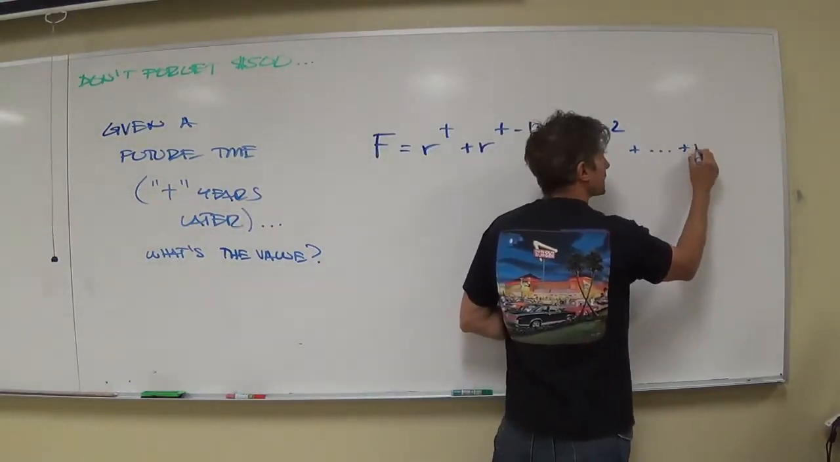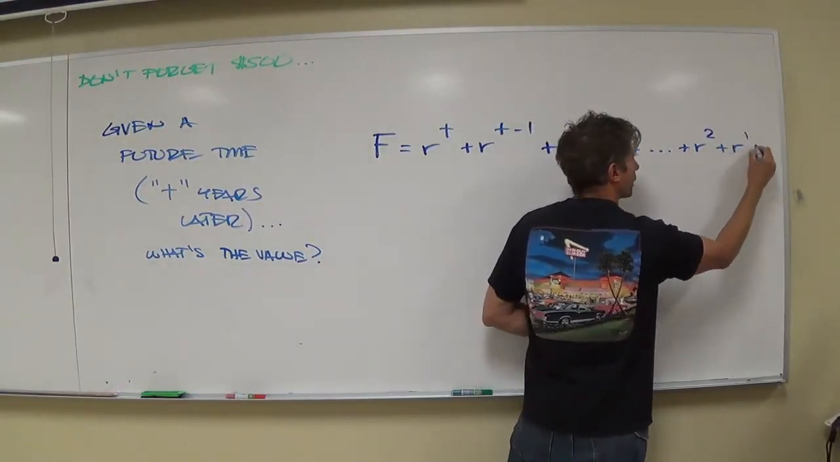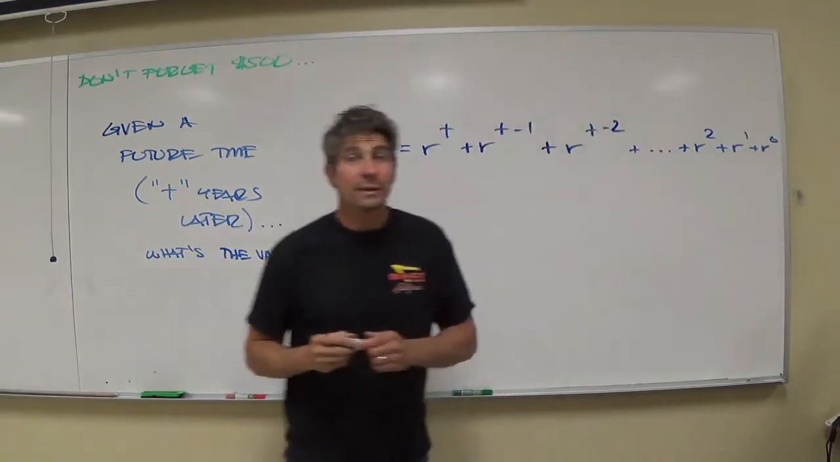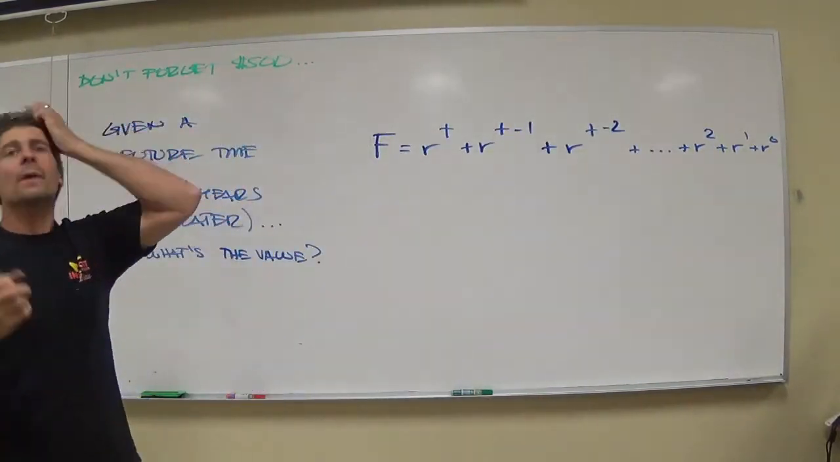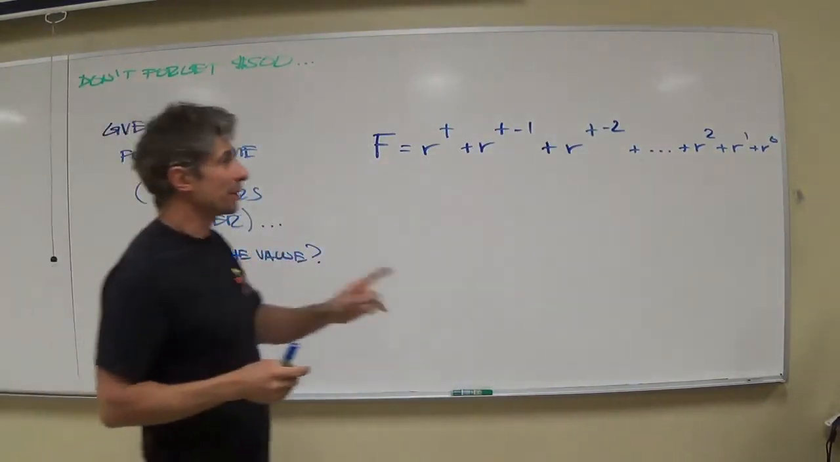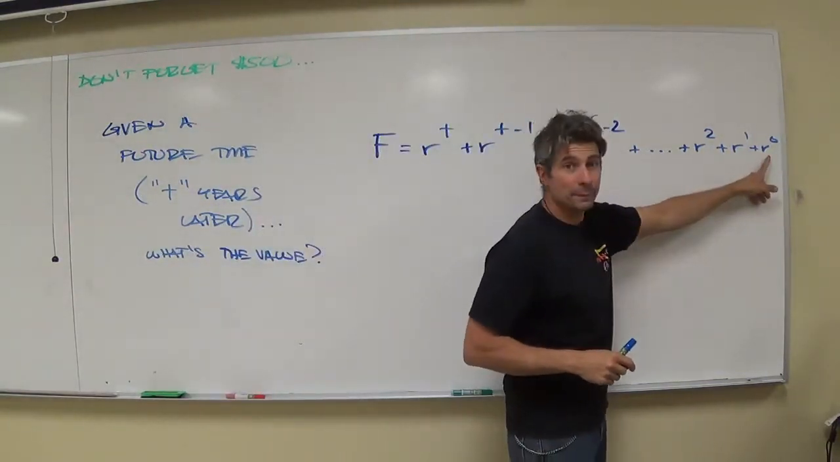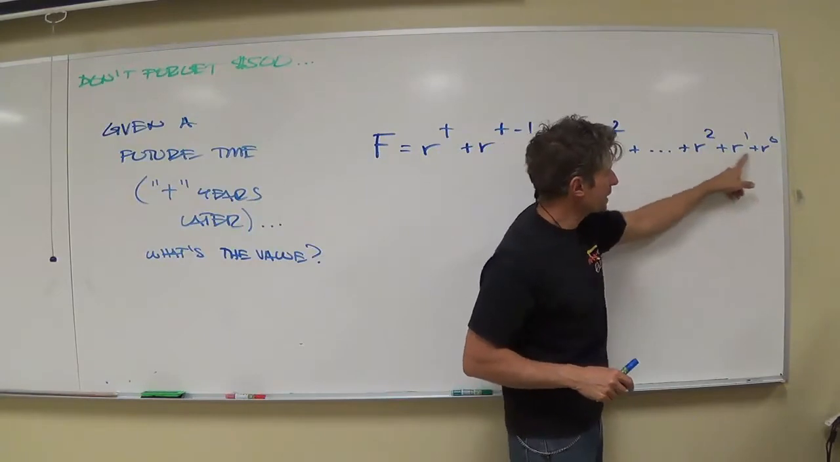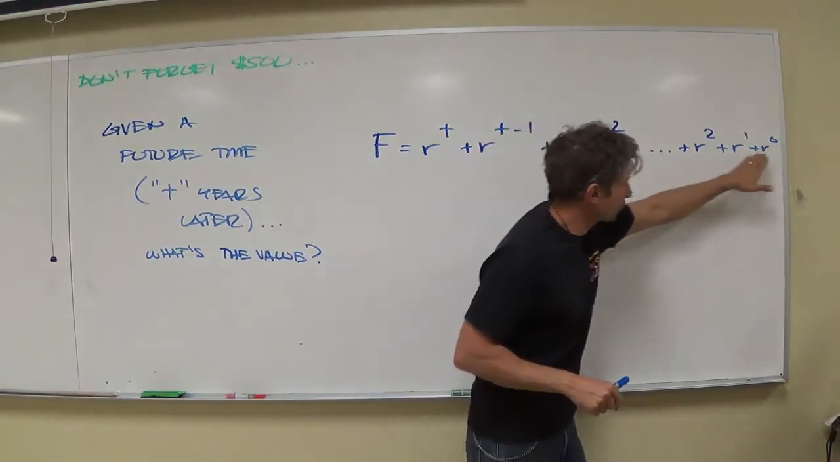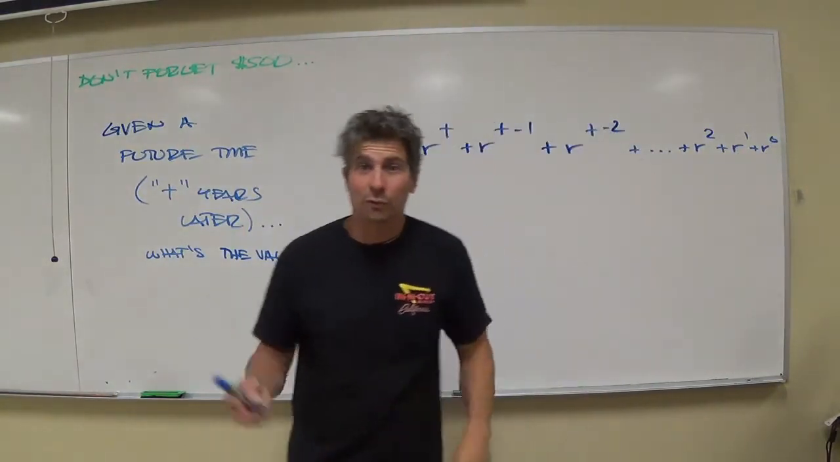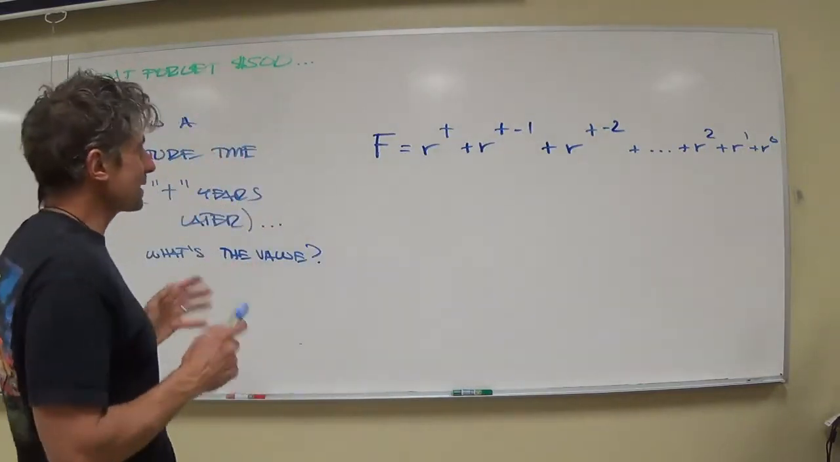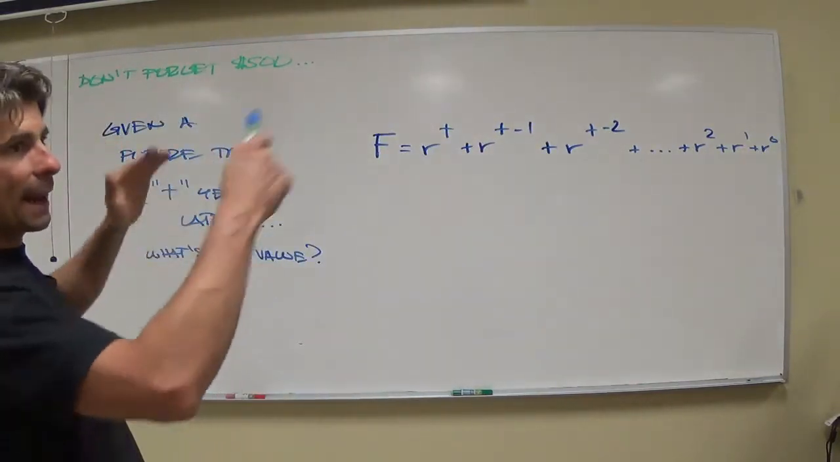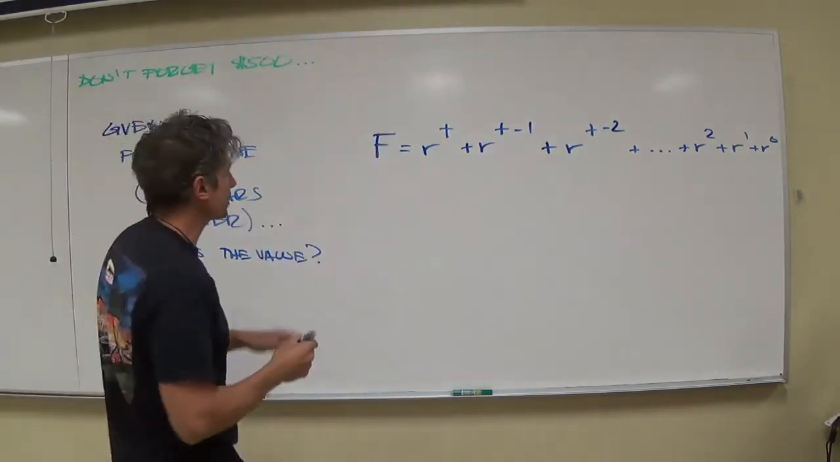And eventually, you're going to be done by r squared, r to the first, r to the 0. I mean, they're at least going to have r to the 0 on them if you go all the way back to year 0. If you go to year 1, you'll have these 2. Year 2, you have these 3. Year 3, you have those 4, and so forth and so on. So you can actually see you've got an extra term than you have years.